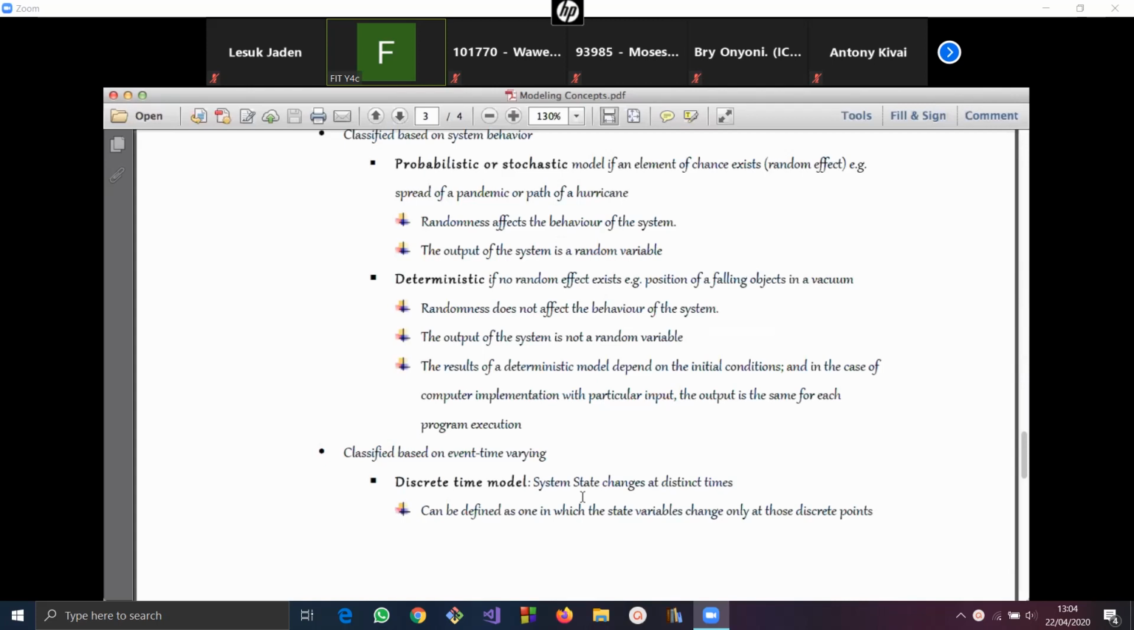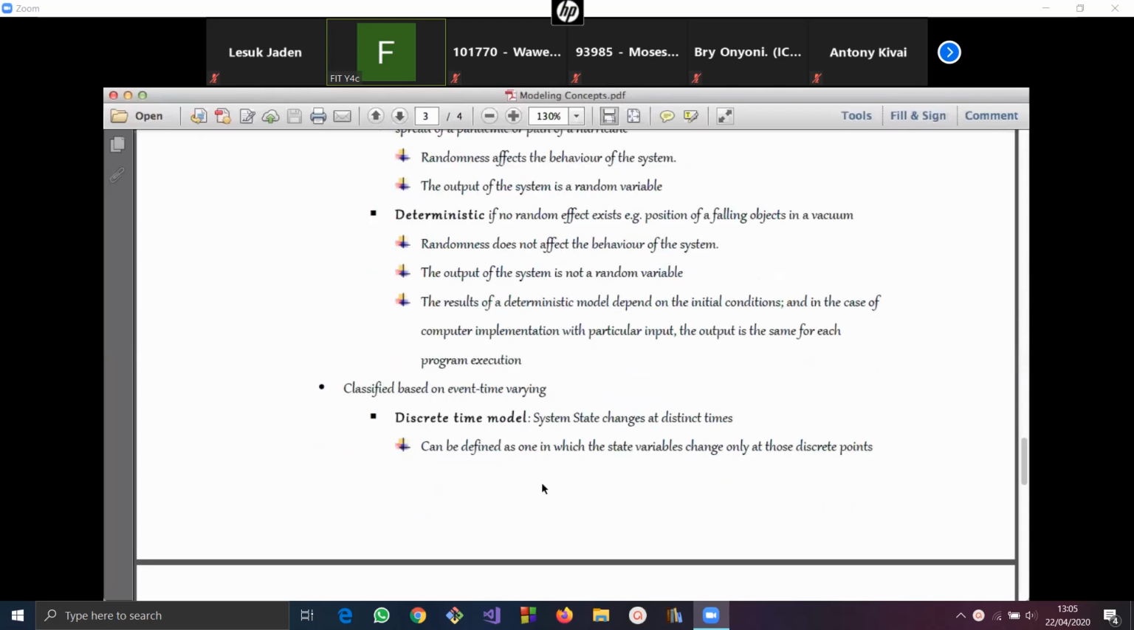And I will allow time for us to reflect, and I will be glad to take questions from your side. Now, there are those which are classified based on time varying. There are two: the discrete time model and the continuous time model. Discrete time models are systems where the system state changes at distinct times.